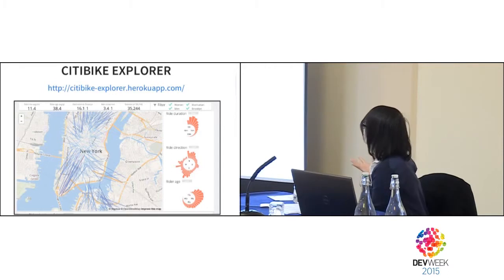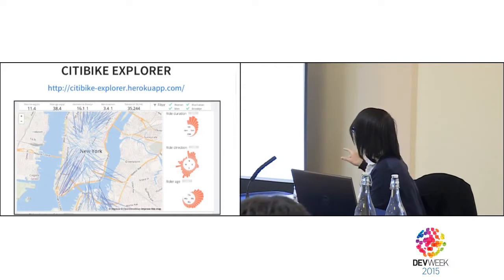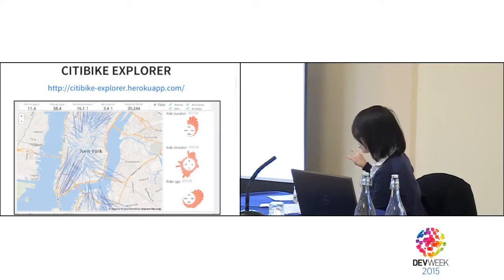So City Bike Explorer. City Bike is a bicycle sharing program in New York City, and this Explorer is a dashboard, and it's completely rendered using D3.js, and it lets you look at all the bicycle rentals through the lens of several demographics. So you can look at ride direction, ride duration, the rider's age.